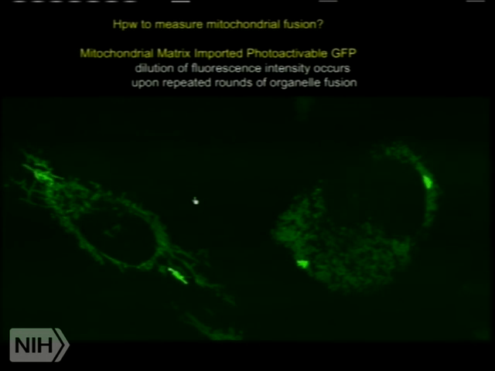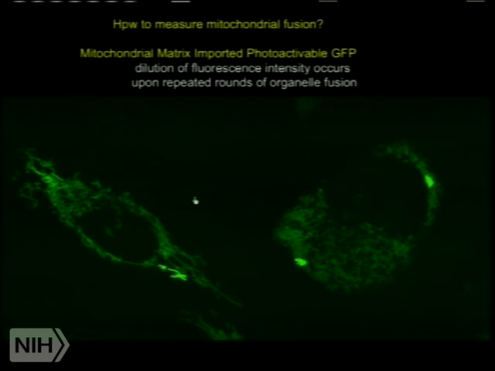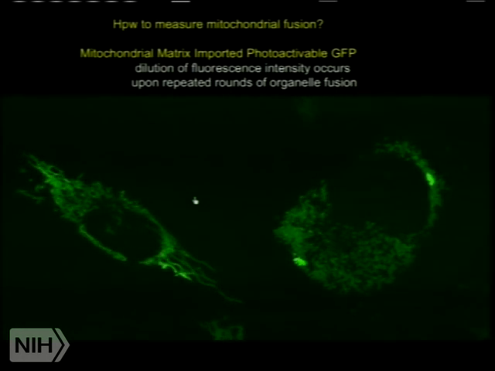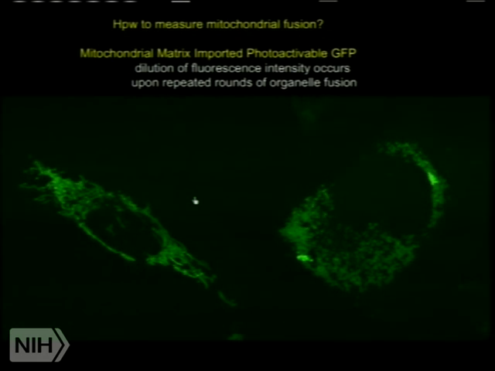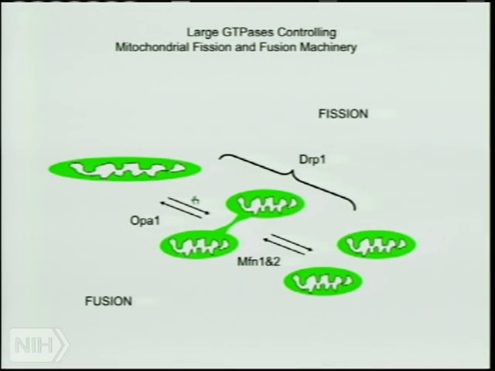So these completely equilibrate. First of all, these don't move around very much. They're little fragmented dots because they can't fuse, and the photoactivatable GFP does not dilute out. These are some new techniques to quantify these processes.